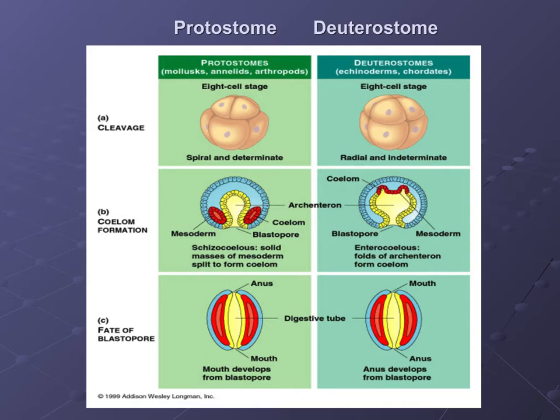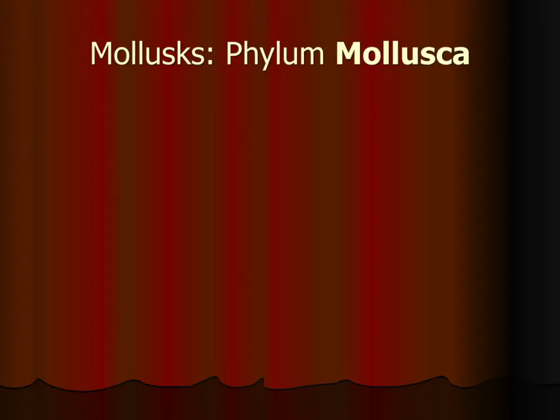You see that at the 8-cell stage, deuterostomes have radial cleavage, whereas it is spiral and determinate cleavage in protostomes. The coelom formation we see is a little different, and we see the blastopore, which is an opening. The blastopore develops the mouth in protostomes, and it develops the anus in deuterostomes. So there's a little bit of difference there.